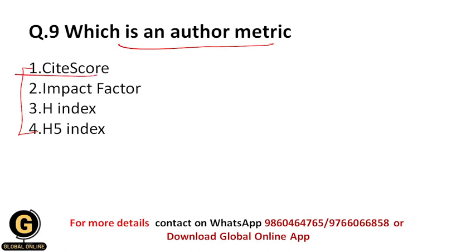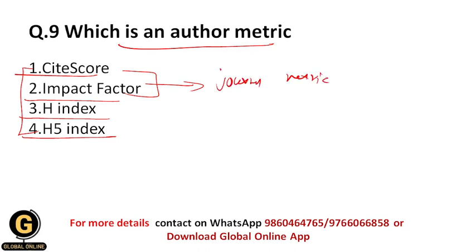So whether it is CiteScore, whether it is impact factor, whether it is H index, whether it is H5 index. So students, from these options, we have seen earlier in this video that CiteScore and impact factor, both of these are actually journal metrics. Journal metric means that by the scores of CiteScore and impact factor, you can give credit to the specific journal, and that's why this is called a journal metric. You give the values to the journal, okay. And that's why these two options get eliminated, because this is not an author metric.